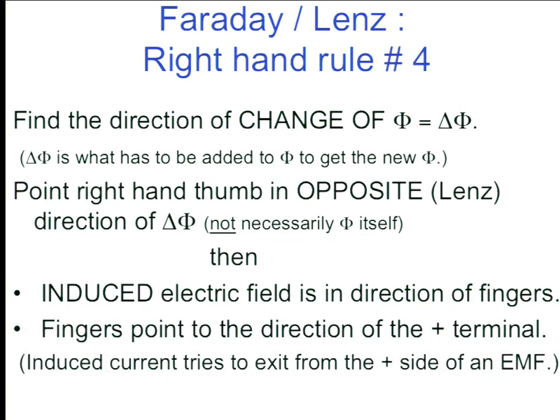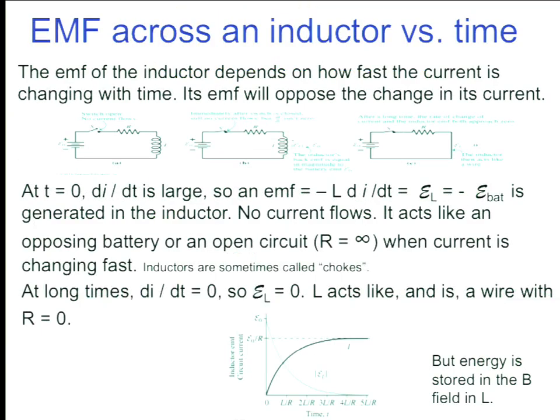So here is my newly revised right-hand rule number 4. You put your thumb in the opposite direction of the change, and your fingers will turn in the direction of the induced current, and your thumb will point to the positive pole of the positive EMF. You can work on that. But let me now talk about changes with time of these elements.